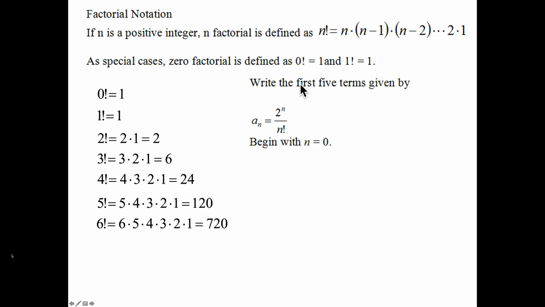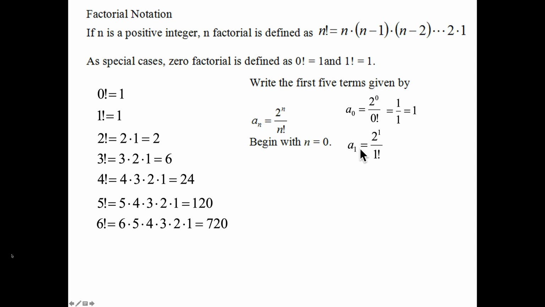All right, so write the first 5 terms given by a sub n equals 2 to the n over n factorial, where n, if they change it to a 0, then okay, we start with 0. So when n is equal to 0, a sub 0 equals 2 to the 0, which is 1, and 0 factorial, which is 1. So 1 over 1 is 1. So that's your first term, even though it says a sub 0. So we're only going to go up to when n is 4.